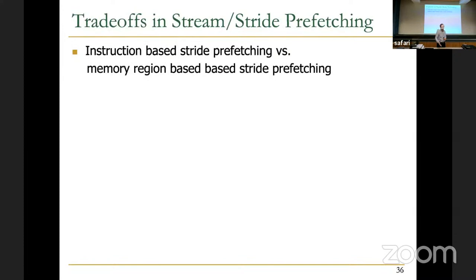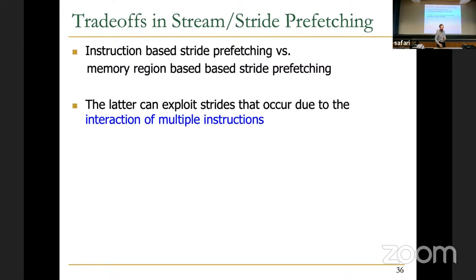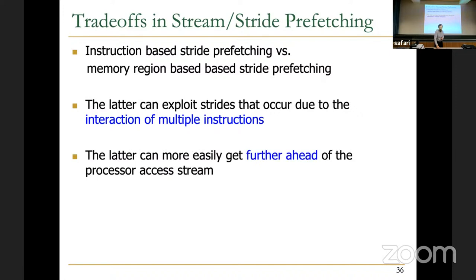So what are the trade-offs over here, instruction versus memory region? As I said, the latter, memory region-based stride prefetching, can exploit strides that occur due to the interaction of multiple instructions. And today's data structures are sophisticated. It's not just a single load. It's many, many loads that are accessing the data structure. And the latter can more easily get further ahead of the processor access stream, because it's actually looking at different memory regions. No need for look-ahead PC also, like the fetch-directed prefetching that we discussed.